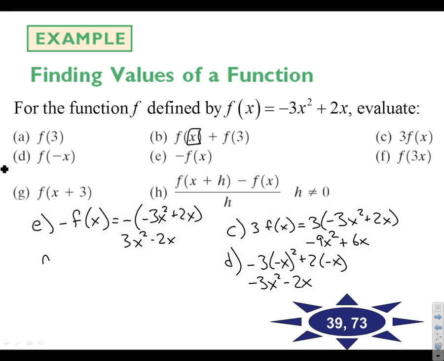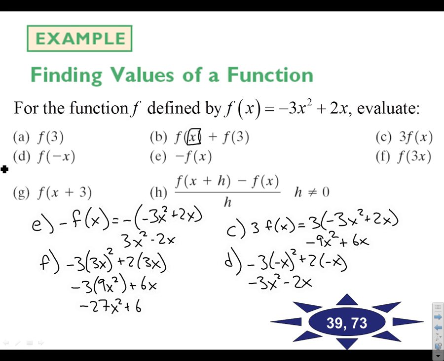F. What happens if we put a 3x wherever we see an x? So this is -3 times (3x) squared plus 2 times 3x, which is -3 times 9x squared plus 6x, which will be -27x squared plus 6x.